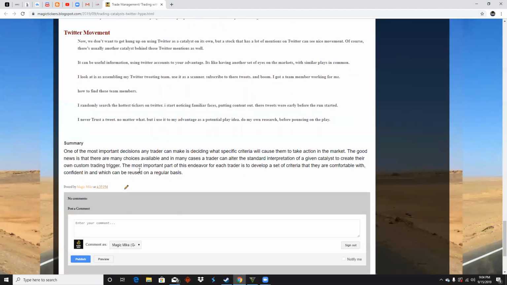Summary. One of the most important decisions any trader can make is deciding what specific criteria will cause them to take action in the market. The good news is that there are many choices available. In many cases, a trader can alter the standard interpretation of a given catalyst to create their own custom trading trigger. The most important part of this endeavor for each trader is to develop a set of criteria that they are comfortable with, confident in, which can be reused on a regular basis.